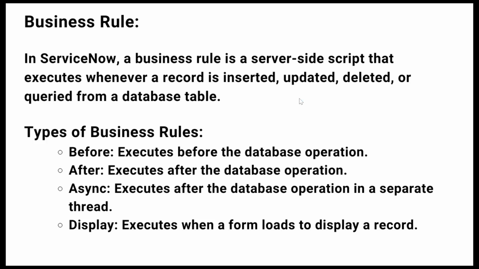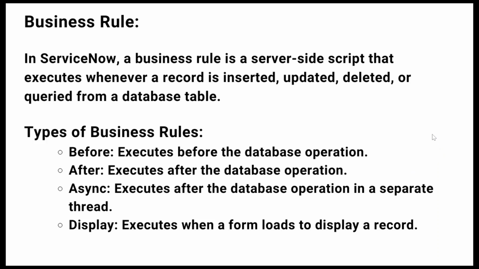There are four types of business rules: before, after, async, and display business rule. A before business rule will execute before the database operation. An after business rule will execute after the database operation. An async business rule will execute after the database operation, separately. A display business rule will execute when a form loads to display a record. We will discuss these types of business rules in detail in my upcoming videos.